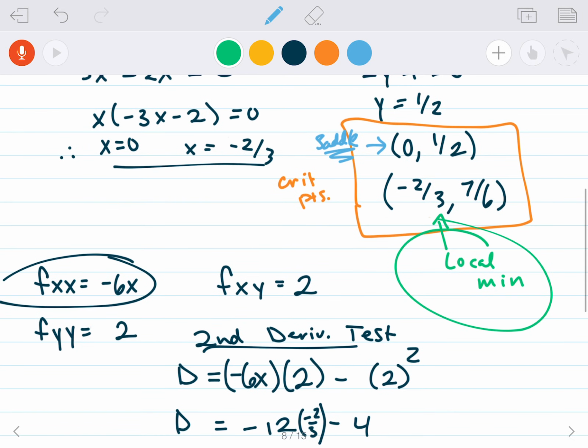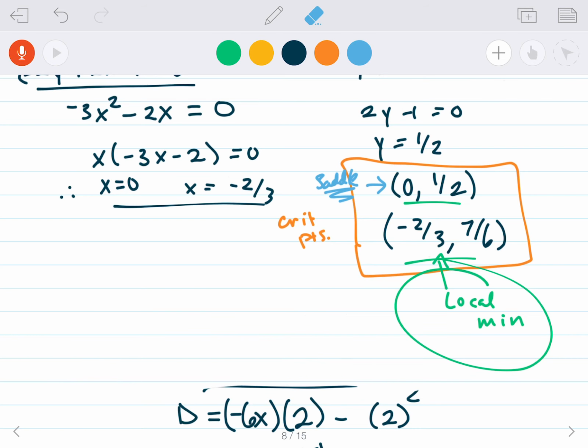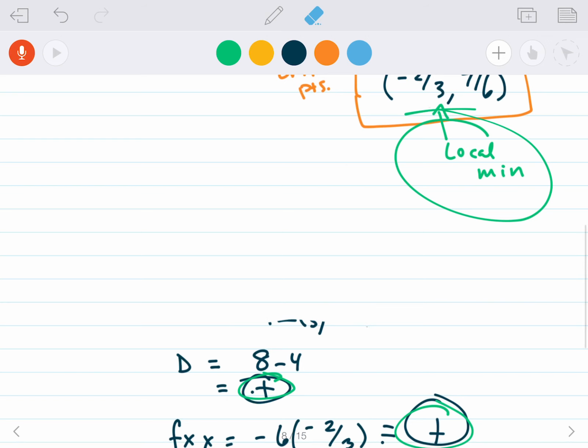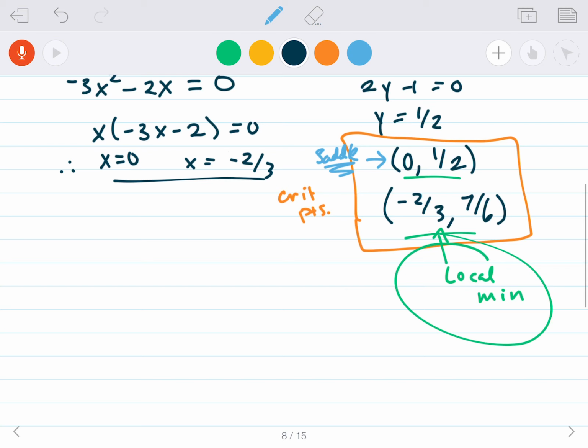Now, these were our critical points. Could there possibly be any global maxes or mins? Well, let's look at our original function and determine from that. So the original function, we had f of x,y is equal to y squared plus 2xy minus y minus x cubed minus x plus 2.